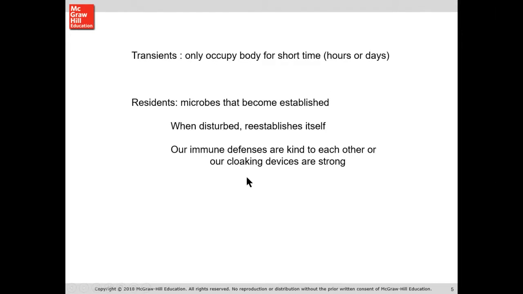And our immune defenses are kind to these resident microbes, or if they're not, like if they would be able to recognize them as not ours, then the microbes have really strong cloaking devices, which means they can kind of hide from our immune systems. So either our immune systems tolerate those microbes, or the microbes have cloaking devices that would allow them to hide from our immune system. But at any rate, our immune system should leave them alone because it's okay for them to be there.